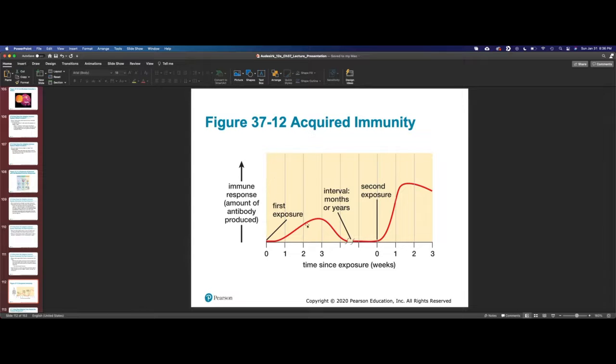you first get exposed to it, it may take a few weeks to ramp up and find that right antibody to cancel out that antigen. And then over time, once the infection wanes, that circulating antibody will be reduced. And if you encounter it again, it will be able to ramp up a lot quicker and have a lot stronger response than when you initially saw it.